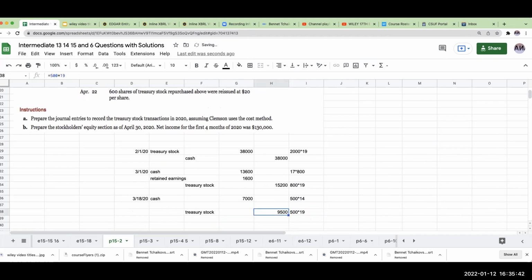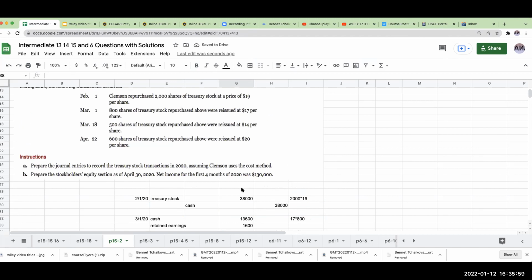So right over here, I've got a credit over here for 9,500. Same problem. I sold the shares for less than what I paid for them. I don't recognize a loss. Rather, what I'm going to do is debit retained earnings for the difference, or for 2,500. So that's what I do on March 18th.